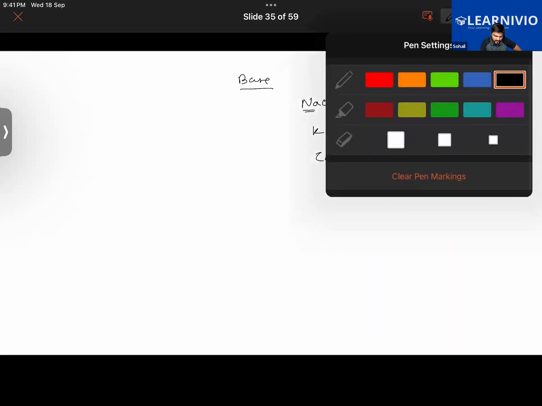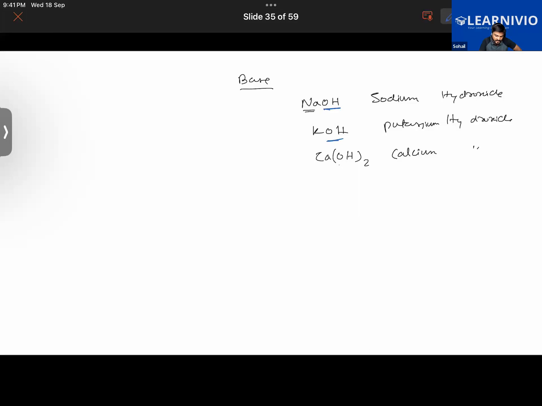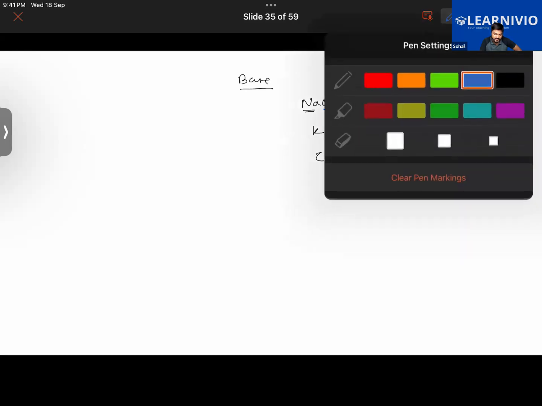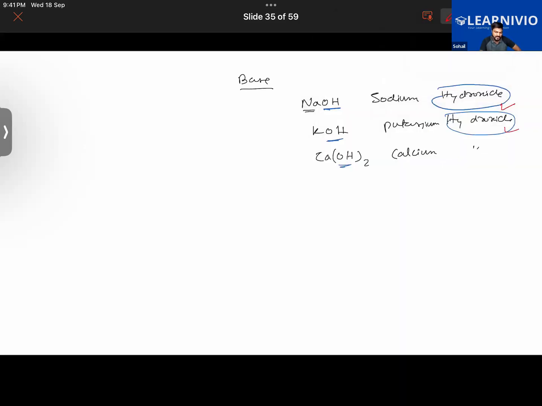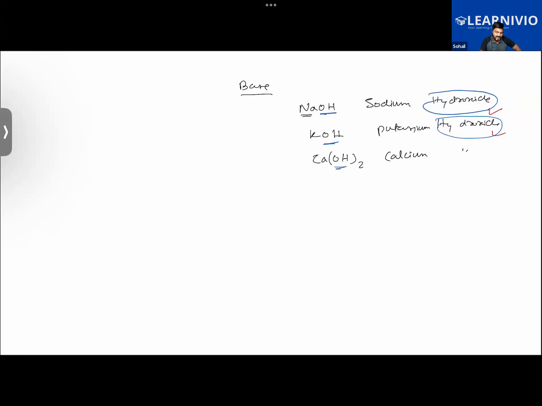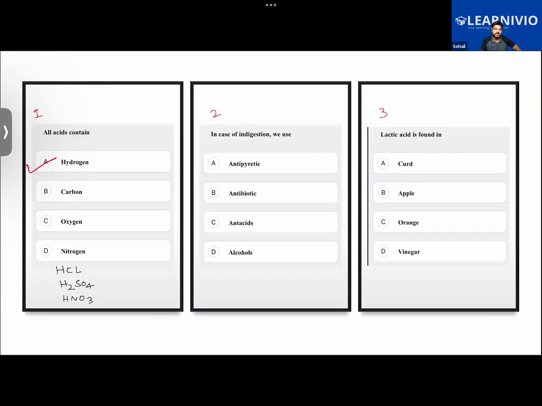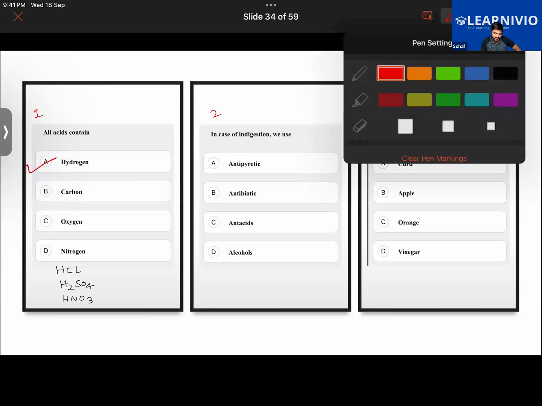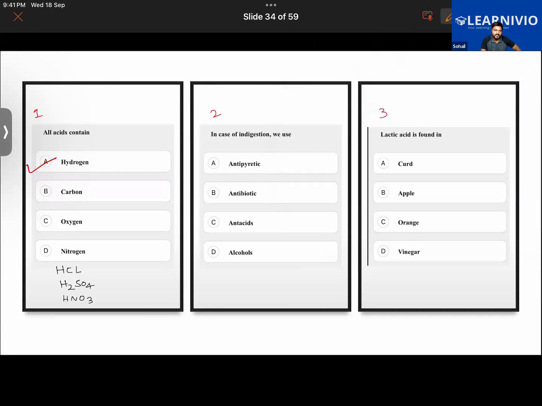What do all of them have in common? OH, and OH is called hydroxide. So bases have hydroxide in common, while acids have hydrogen. This is something we will learn in much more detail in higher classes, so don't get worried about this question. Next questions, second and third. The second one is antacid, and the third one is curd.